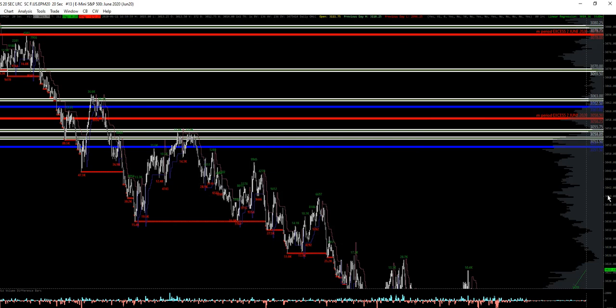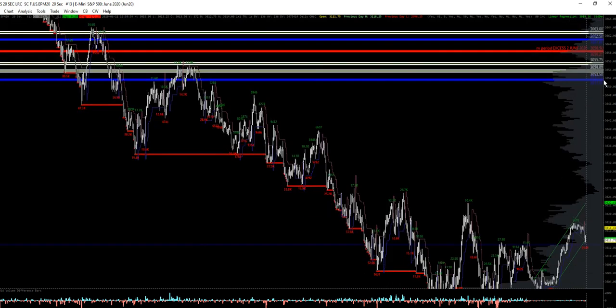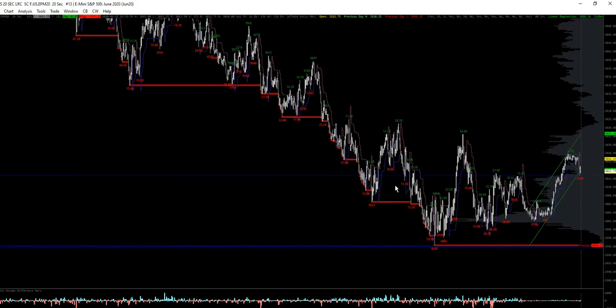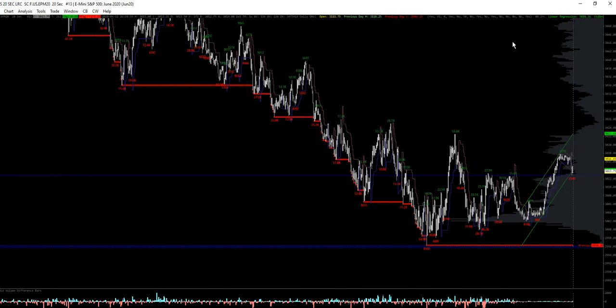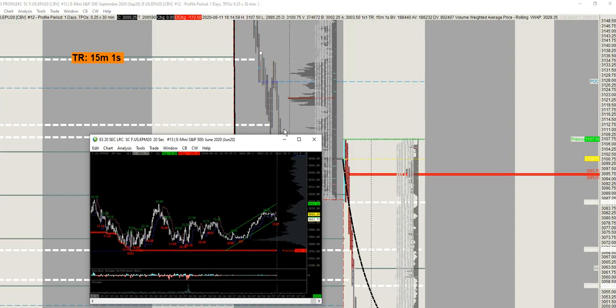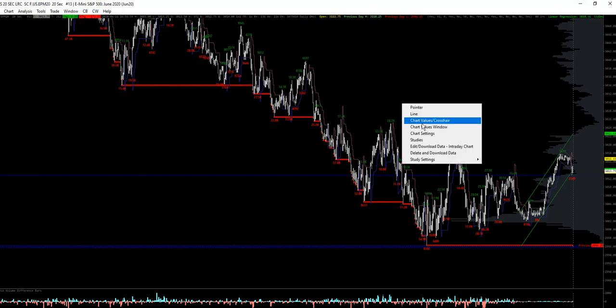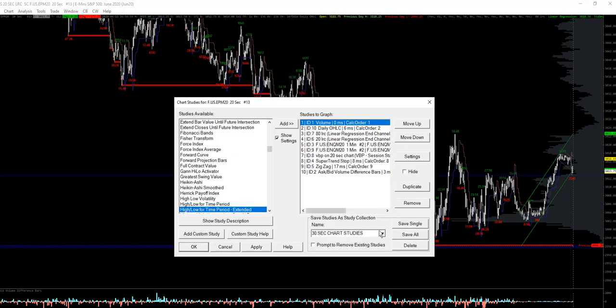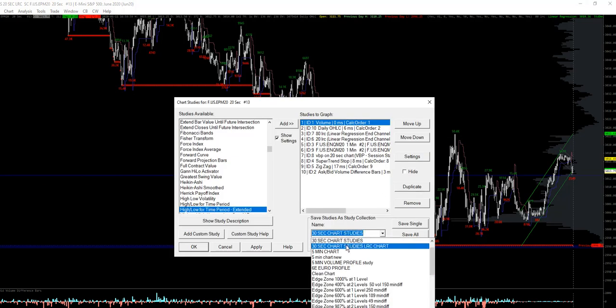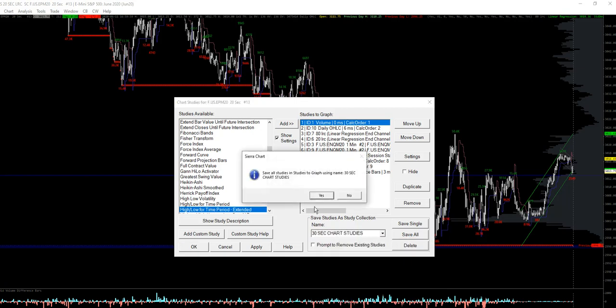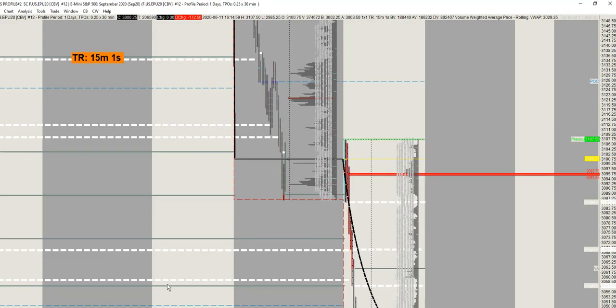So this is my regular ES 20-second chart, just for context when I'm looking around. If I want something that's not the market profile, so just the regular charts, then I could actually save this. I'm just going to save this as 30-second chart studies. All right, save it. Yes, boom. And then you lower that.